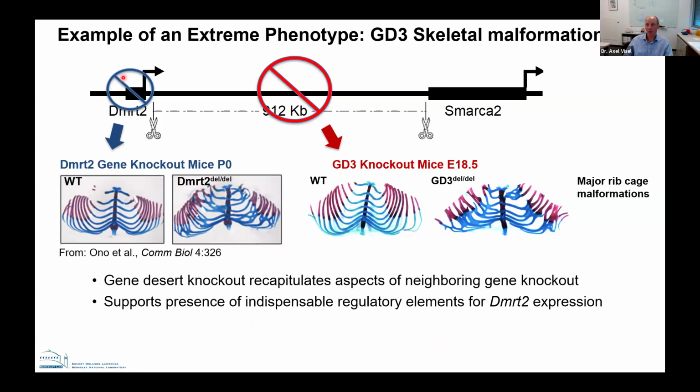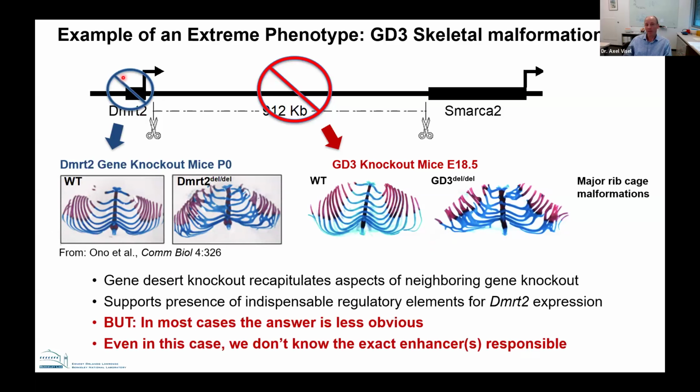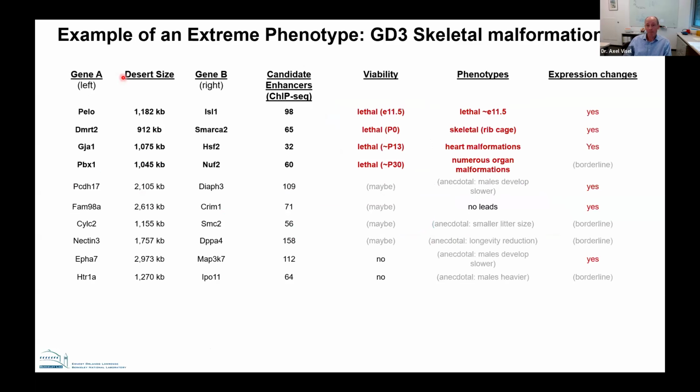So in this case, it's pretty clear what happens. There's probably some regulatory activity in the desert that is required for normal expression of the gene in development. But in most cases, the answer is less obvious. And even in this case, we haven't been able to find the specific answer. It's hard because the desert is so large. For the other ones, we are still in the process of phenotyping them.